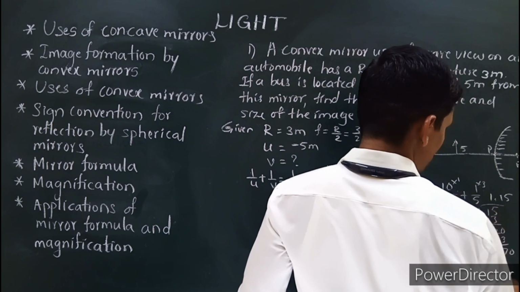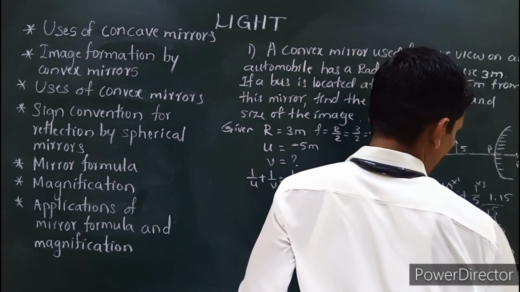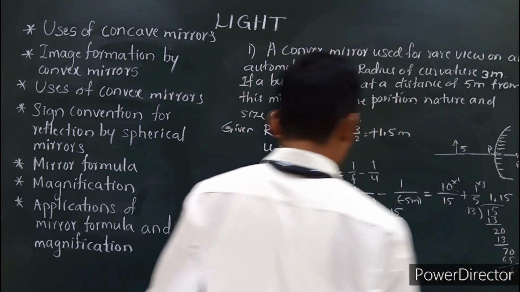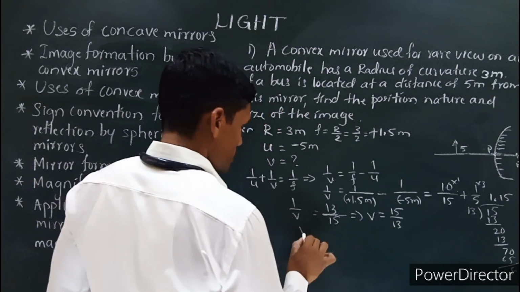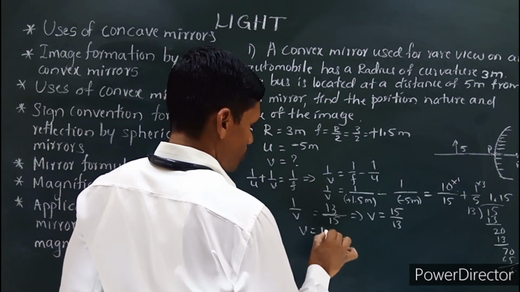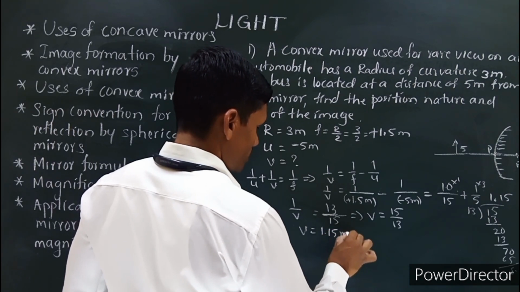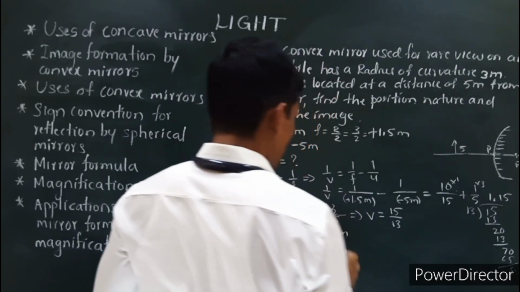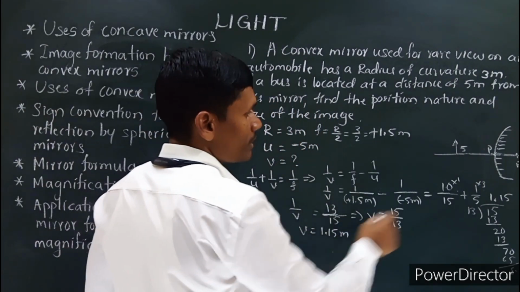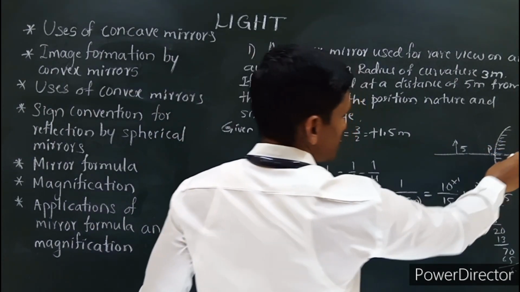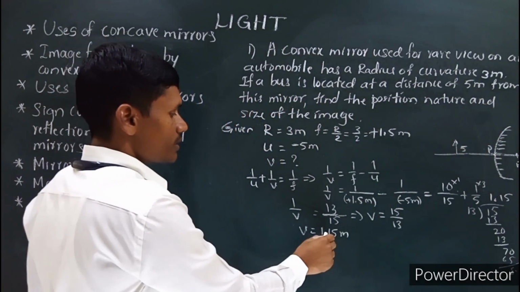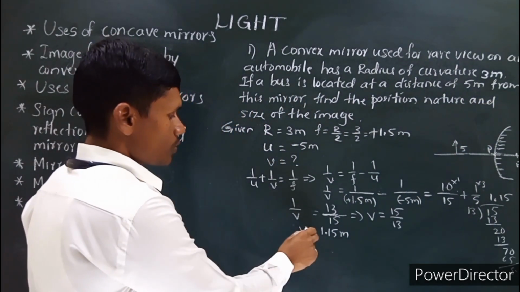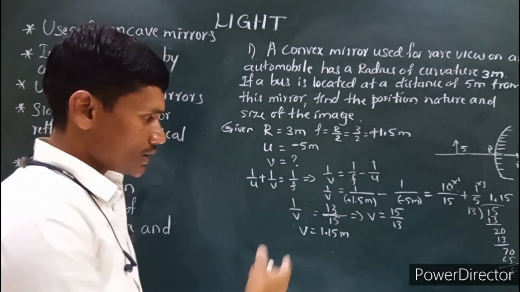5 minus 13.85 remains, 1.15 we are getting here. So image distance v is equal to 1.15 meter, where it is behind the mirror. Image is formed 1.15 meter behind the mirror. Its distance is 1.15 meter. This is the image distance we got now.